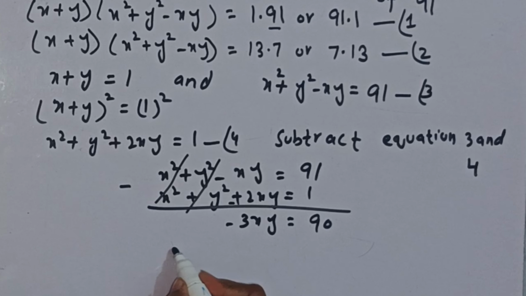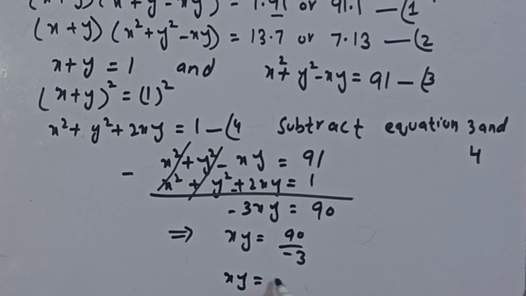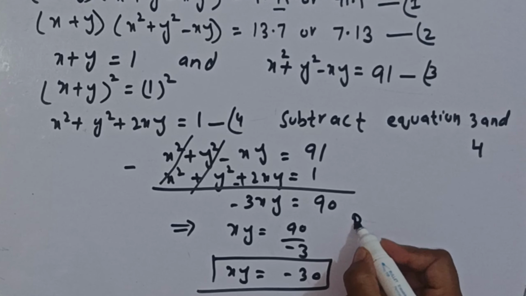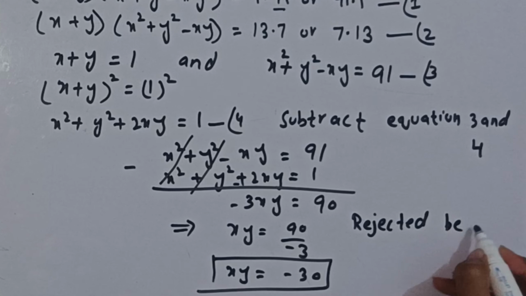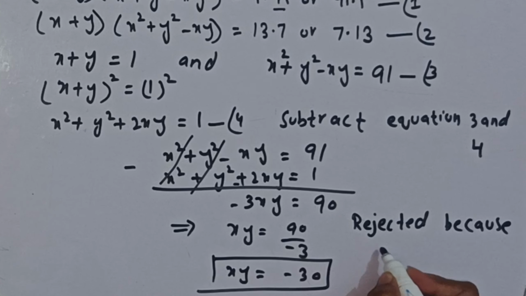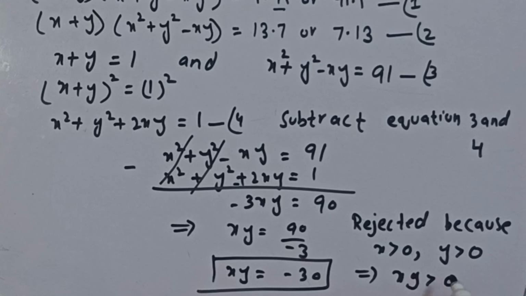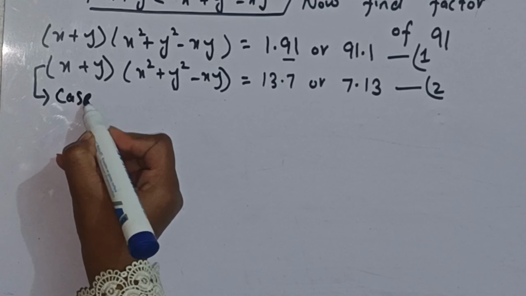Now in the next step, we divide this equation by -3 on both sides. Then we get product of xy is equal to minus 30. But this case is not valid, so we reject this because we know that in our question x is greater than 0 and y is also greater than 0. So if x and y both are greater than 0, this implies product of xy is also greater than 0. So that is why this is not valid. So now focus on our case 2.